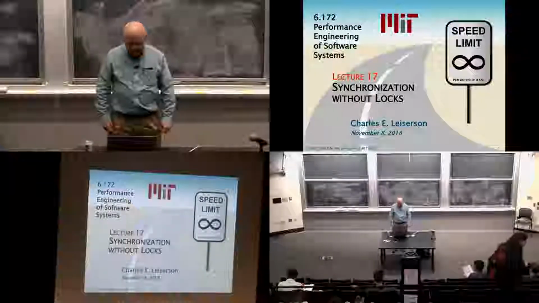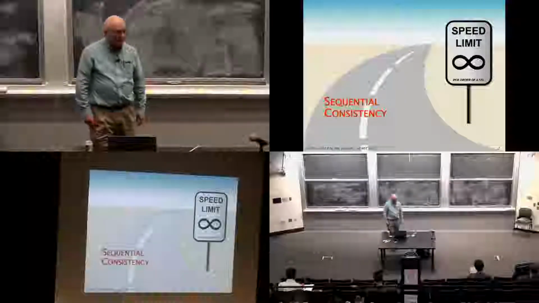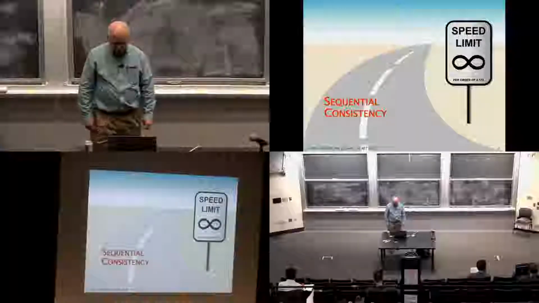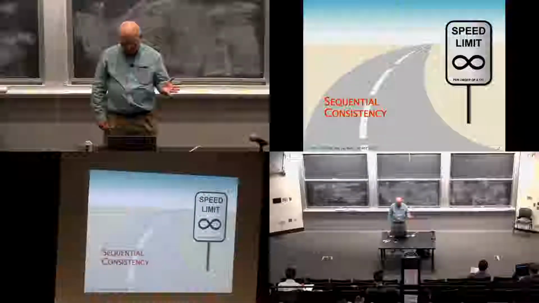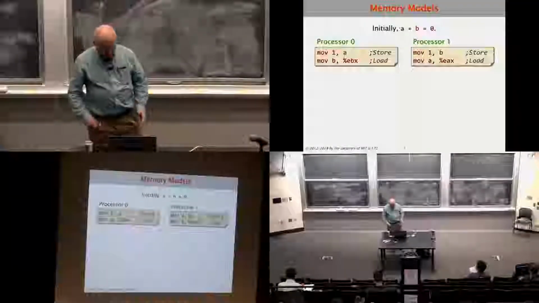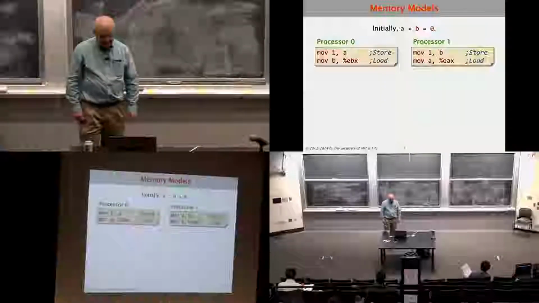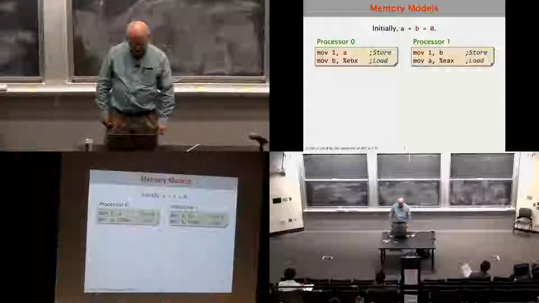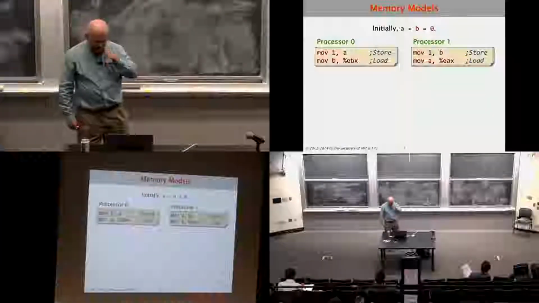And to start out, I want to talk about memory models, and in particular, the most important memory model from a theoretical point of view, which is sequential consistency. And to introduce it, I want to use an example to introduce the notion of a memory model. So suppose you have two variables, A and B, which are initially 0, and those variables are stored in memory.